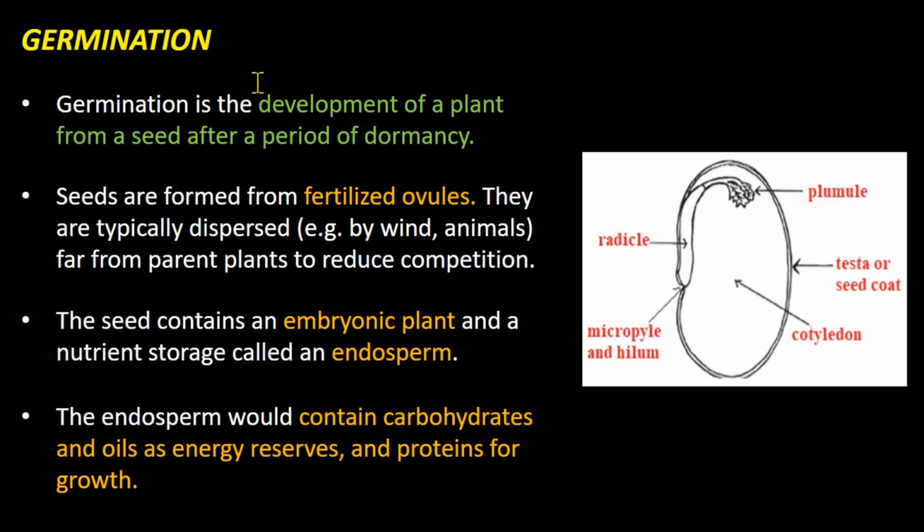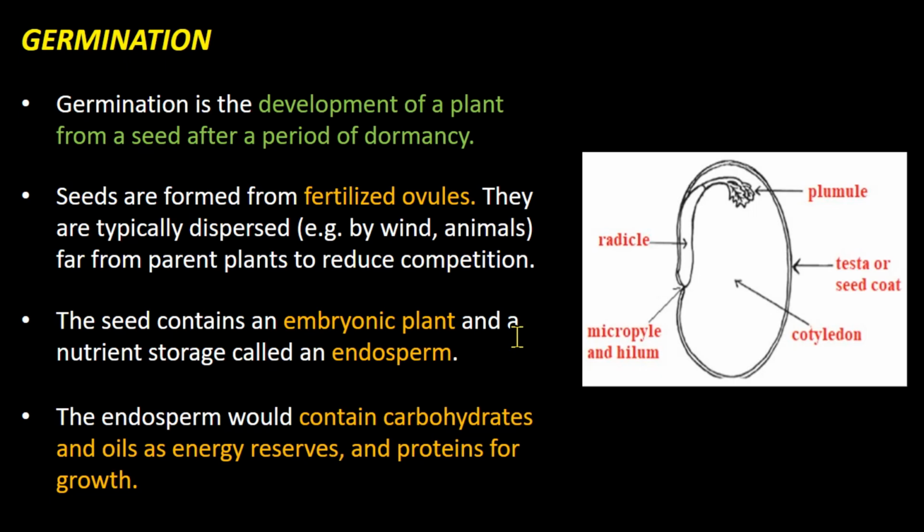Germination. Germination is the development of a plant from a seed after a period of dormancy. So seeds are formed from fertilized ovules. They are typically dispersed, for example by wind or animals, far from the parent plants to reduce competition. The seed contains an embryonic plant and a nutrient storage called an endosperm.